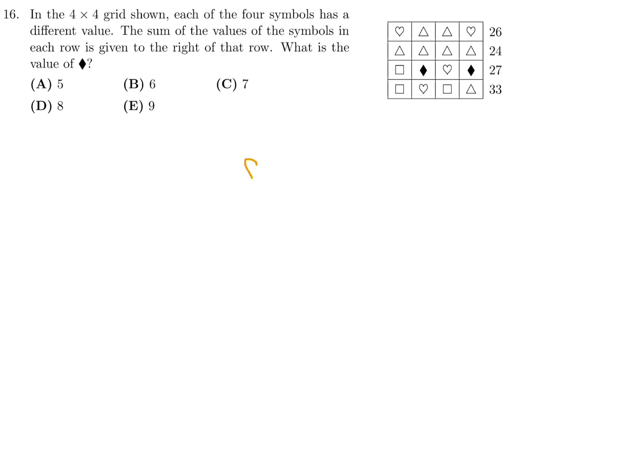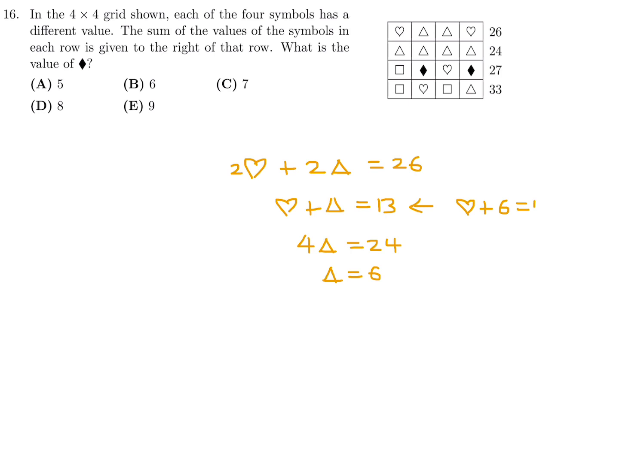That one tells me that 2 of these hearts plus 2 of these triangles is 26. So that means 1 heart plus 1 triangle is 13. And then the next row tells me that 4 of those triangles is 24. So that means 1 triangle is 6. Substitute that back into here, and we get heart plus 6 is equal to 13, and therefore heart is equal to 7.